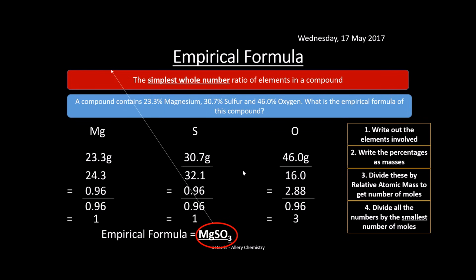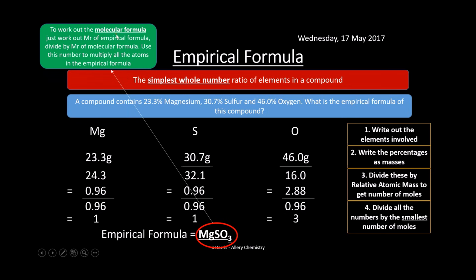Now, one of the most important things here is being able to work out the molecular formula, because they could get you to do this. All we do is work out the Mr of the empirical formula. So we work out the molecular mass of this first. Then we divide the molecular mass of the molecular formula by it, and then we use this number to multiply all the atoms in the empirical formula. So just make sure you are able to convert from an empirical formula to a molecular formula. Obviously, they'll give you the molecular mass of the molecular formula, otherwise you'll not be able to work it out. But you can work out the molecular mass of the empirical formula. Just use your periodic table.